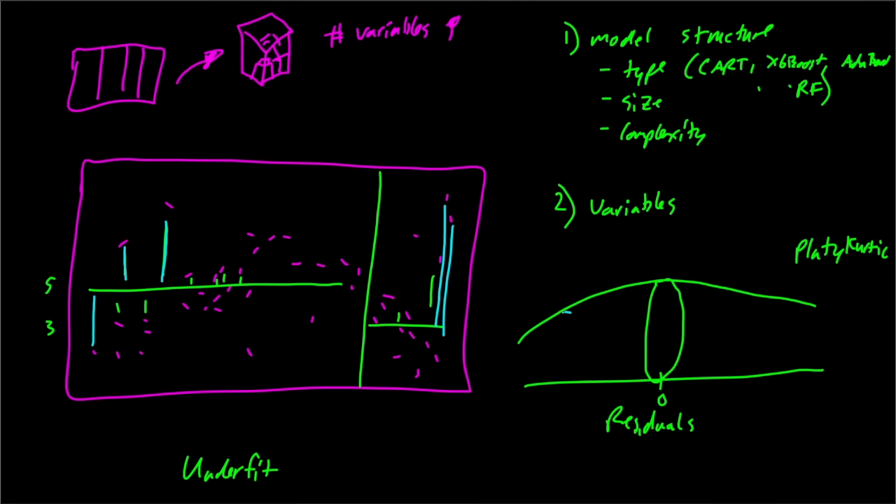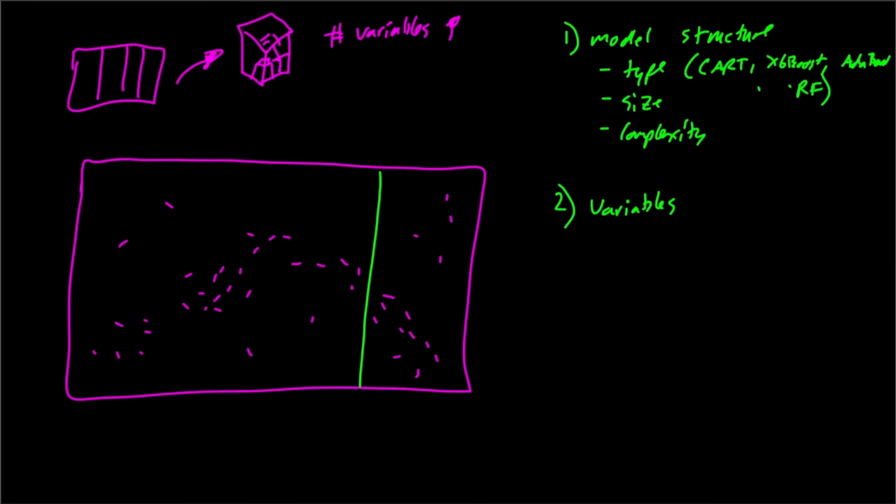So you would have large pockets in here, but more or less the model's underfit. And so we end up seeing a platykurtic distribution within the residuals here. Okay, so now if we rewind a second and look at this again, let's start increasing the splits.